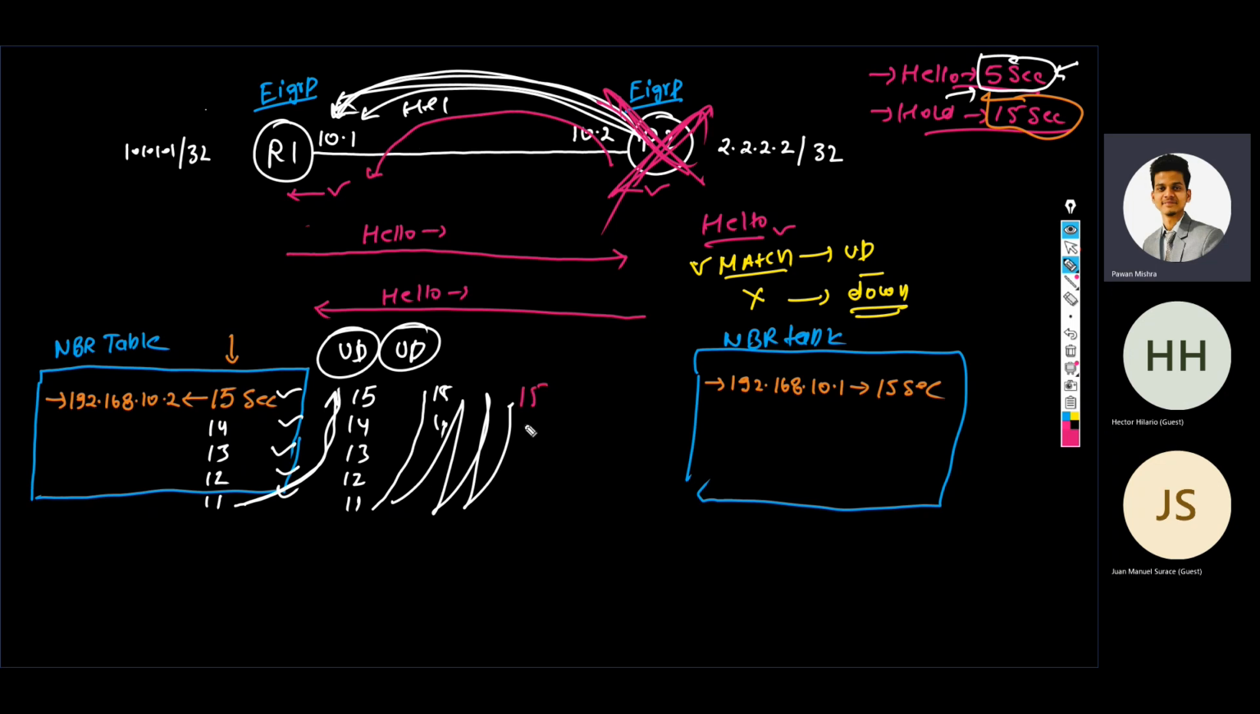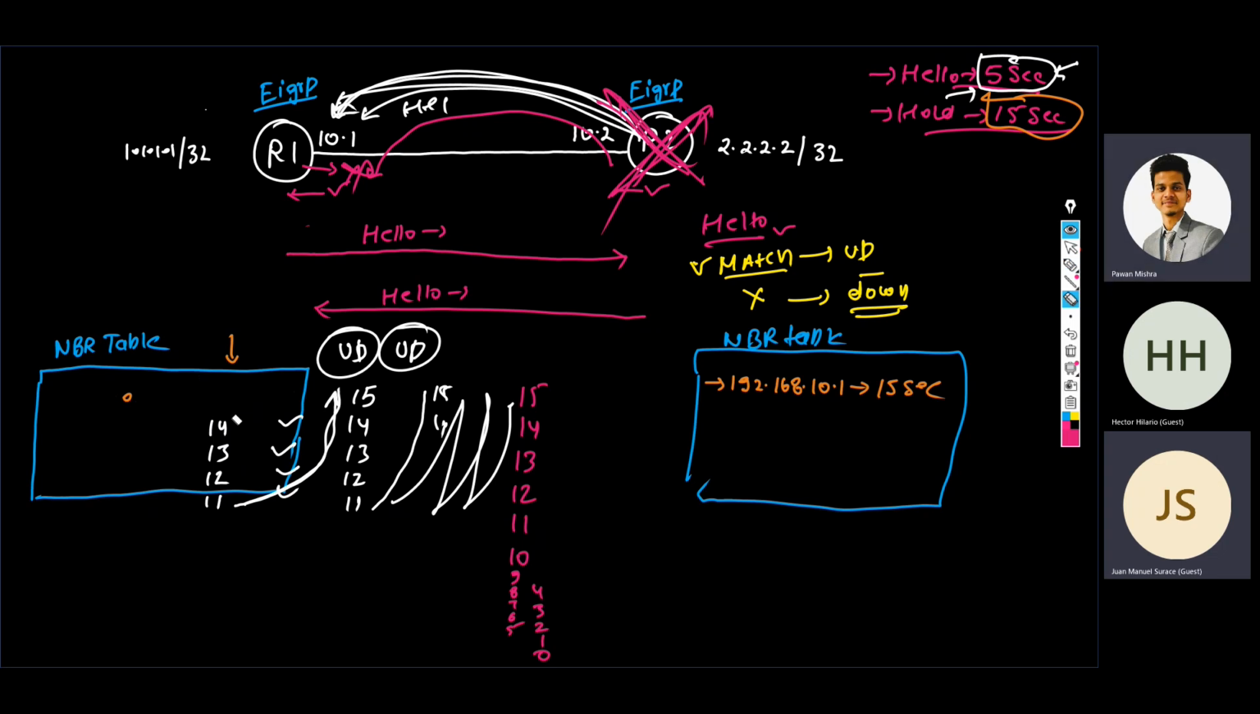Now the timer is what? 15, 14, 13, 12, 11. Once it reaches 11, then it will wait. Okay, I'm not receiving any hello packet. Now the timer is what? 10, 9, 8, 7, 6, 5. Still I'm not receiving any hello. Then it will be what? 4, 3, 2, 1, and then 0. Once it reaches 0, then it will remove the neighbor from the neighbor table. Clear?